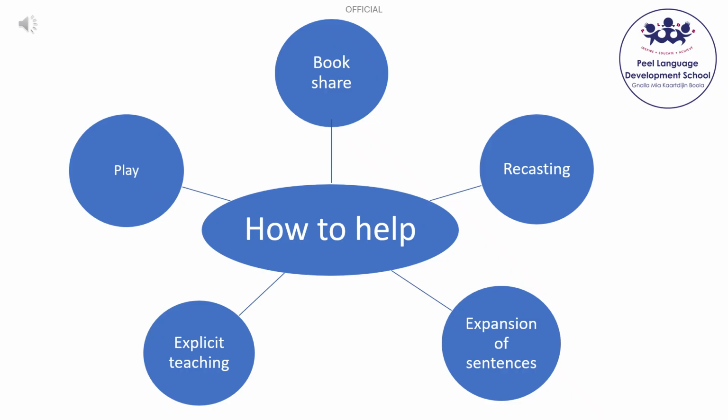Reading storybooks with your child helps to model correct grammar use. So these can be simple picture books for younger children or more complex, even chapter books for older children to model more complex sentence structures.